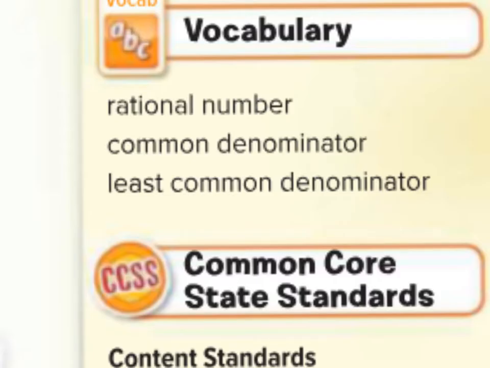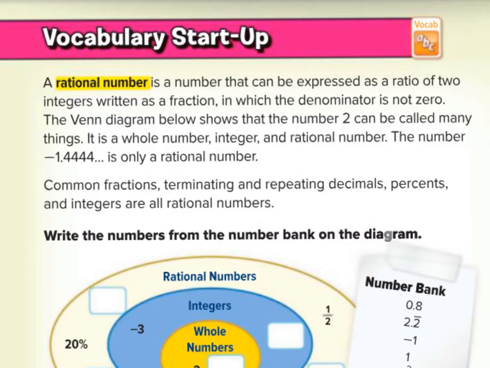For this lesson, we're going to be looking at the vocabulary rational number, common denominator, and least common denominator, or LCD. Okay, let's start with our vocabulary startup. What is a rational number? A rational number is a number that can be expressed as a ratio of two integers written as a fraction.